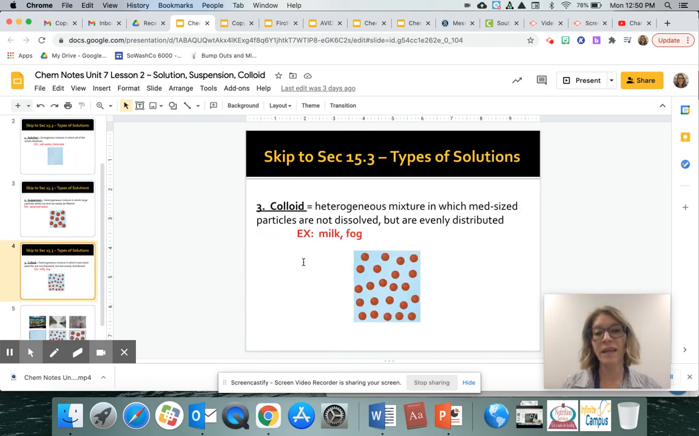And last but not least is a colloid. So colloid is also a heterogeneous mixture, so you can see the different parts of it. Colloid has medium-sized particles. So as far as particle size goes, solution is the smallest, then colloid, then suspension. So the particles are not dissolved, but they are evenly distributed, so they don't fall to the bottom. So milk, the fat particles are the particles that don't dissolve, but they're evenly distributed. So when you pour a glass of milk, you don't have to shake it up first. Fog is also a colloid.